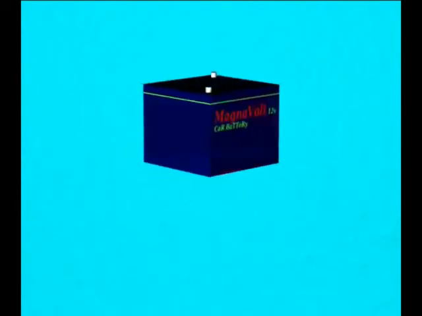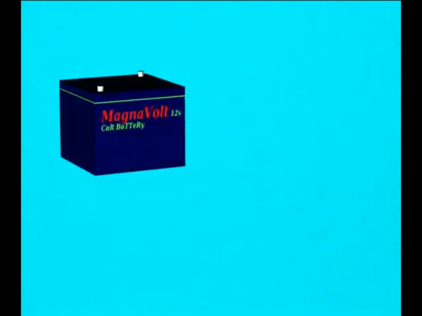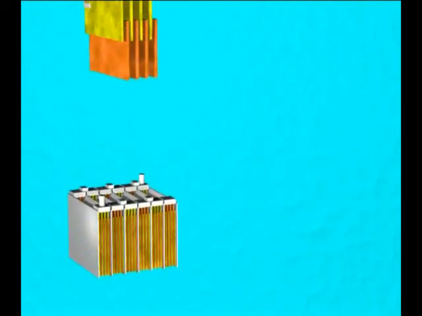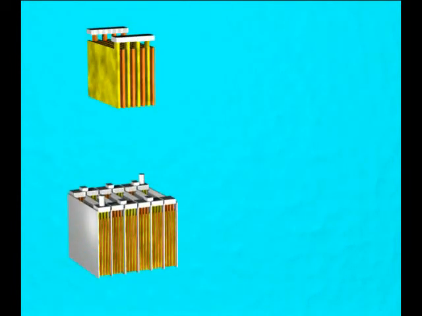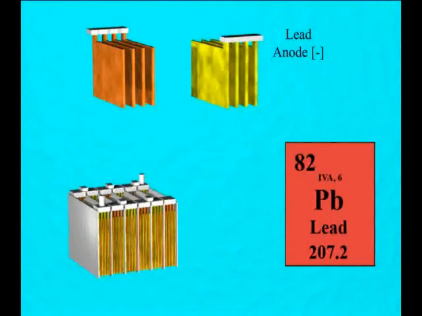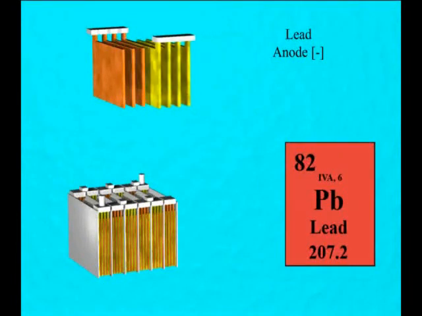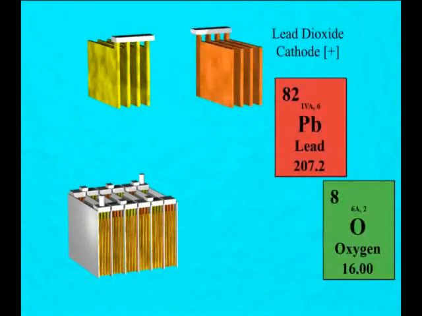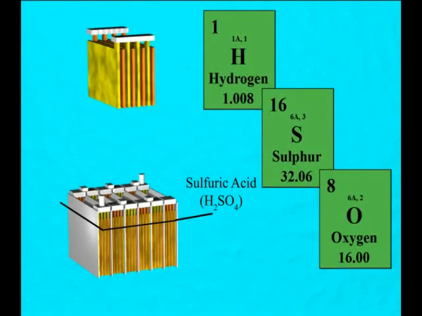The standard car battery is a lead-acid battery comprised of 6 cells. The other batteries discussed prior to this have been single cells. Each cell has a negative electrode made of lead. The positive electrode is made of lead dioxide. The reservoir inside the battery is filled with sulfuric acid that acts as an electrolyte.